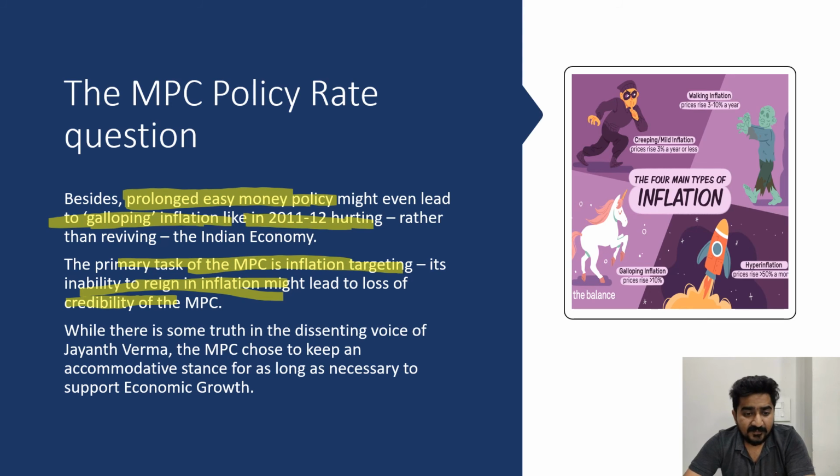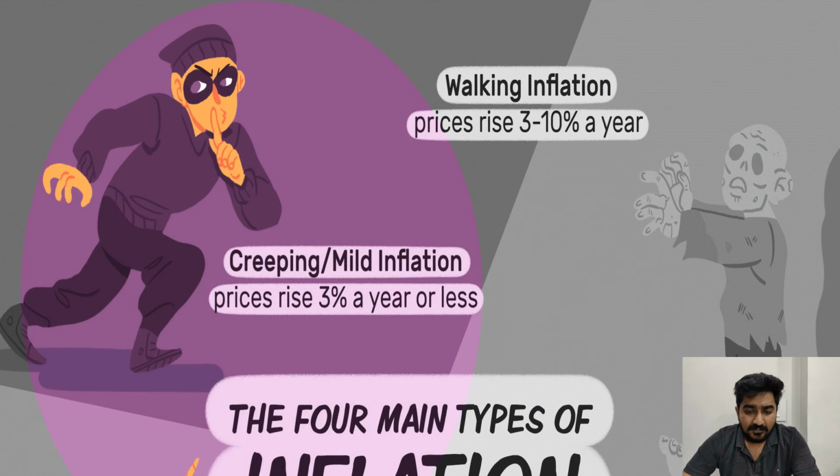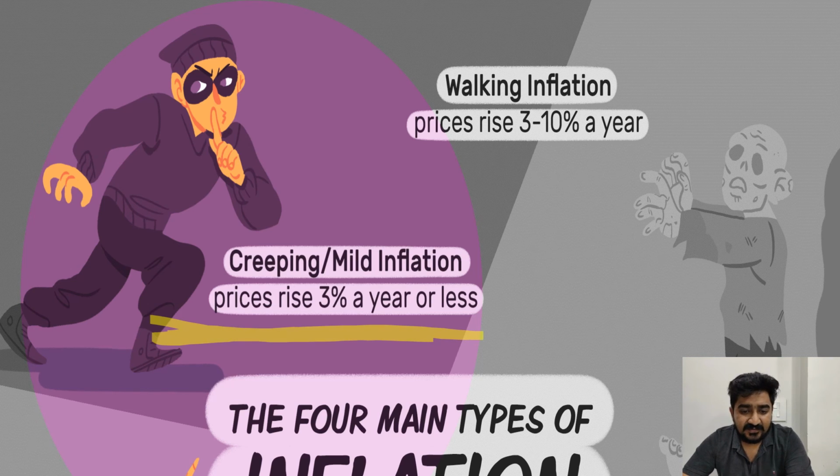While there is some truth in the dissenting voice of Jayant Verma, the MPC chose to prioritize economic growth over inflation targeting. Based on the rate of inflation, inflation can be categorized in various types. There is creeping or mild inflation, that is 3% a year or less. This form of inflation is healthy for the economy because it promotes economic growth.